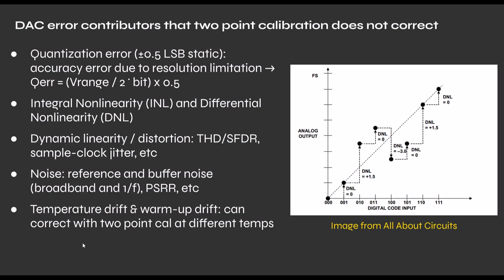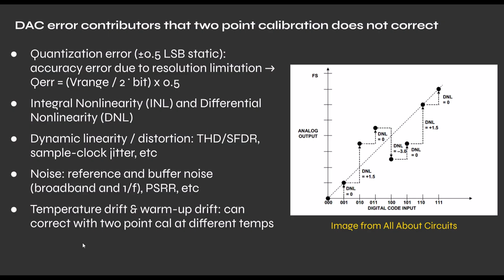Other error factors are integral nonlinearity or differential nonlinearity error. Since this error is nonlinear, 2-point calibration is not going to eliminate them. There's also dynamic error and distortion. This is error that shows up more in AC signal outputs. I'm not going to get into the details, but they're not going to be taken out by a 2-point calibration. And then, of course, noise. Noise is also going to be sort of a dynamic changing error. The 2-point calibration method is good for linear static error. It's not going to capture changing error.